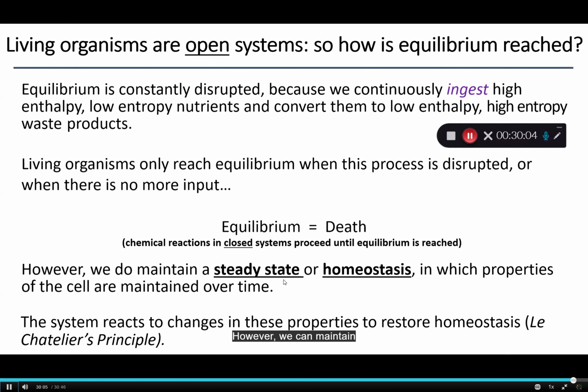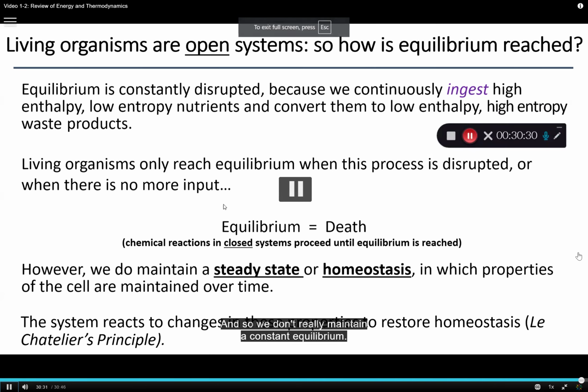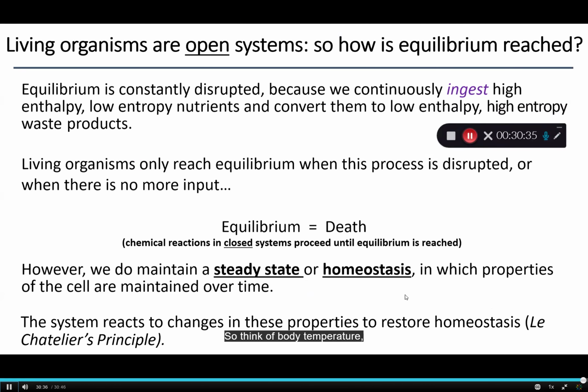However, we can maintain some type of homeostasis in our bodies, which is sort of like a pseudo equilibrium for biochemical reactions. Our system is reacting to changes in concentrations and properties in order to restore our steady state. Every time we perturb the system, there are other systems in place to try to return that system back to equilibrium. It's just that we're constantly perturbing it. And so we don't really maintain a constant equilibrium. We sort of oscillate around a steady state. Think of body temperature, how it changes throughout the day, and things like blood sugar, how they change throughout the day.